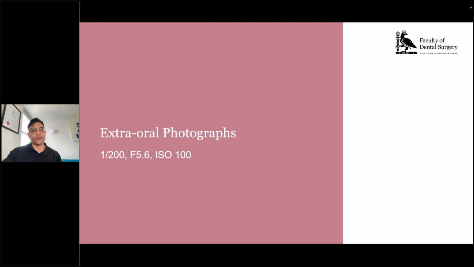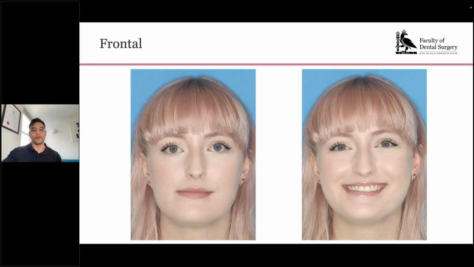So those are the settings that we've spoken about: the shutter speed, the f number for the aperture, and the ISO. And that's what you need to use, or at least that's your starting point for extraoral photographs. You want a photograph of the patient in repose, at rest, and you want a photograph of the patient smiling. And you want them to be looking directly into the lens of the camera. And that's what you say to the patient.